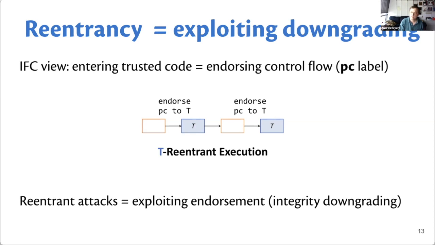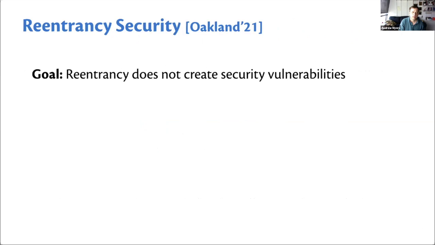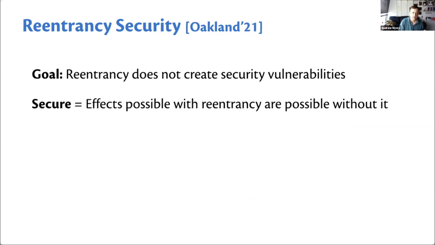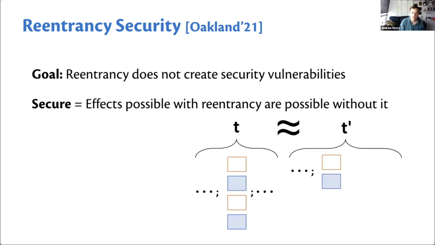Okay, so that insight gives us then a mechanism for solving the problem. In our recent Oakland paper, we defined a notion of what it means to be secure against reentrancy. The effects that are possible with reentrancy should also be possible without it, so reentrancy doesn't give adversaries any additional power. What that says is that if you have a T reentrant execution, lowercase t, then we should be able to come up with an equivalent execution t prime that has the same bad effects, but does not have any T reentrancy in it.